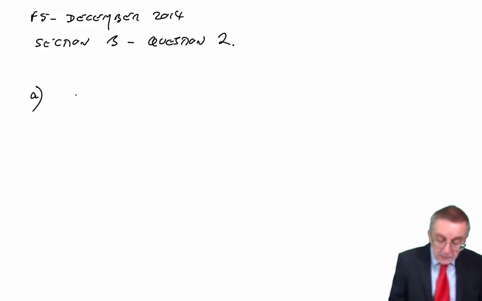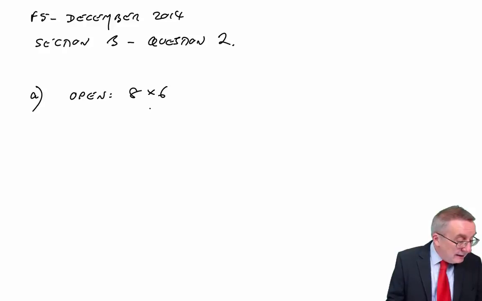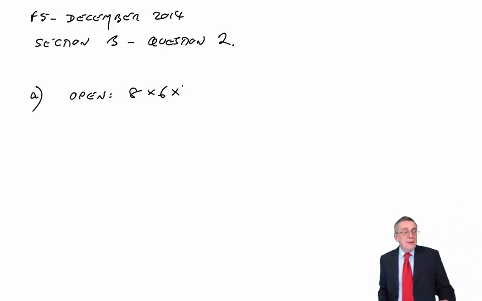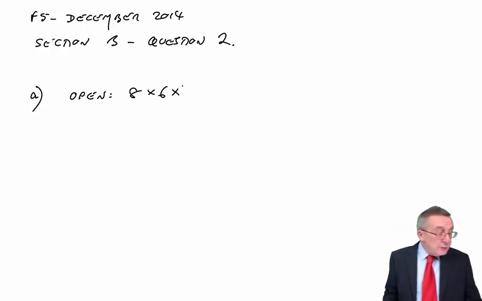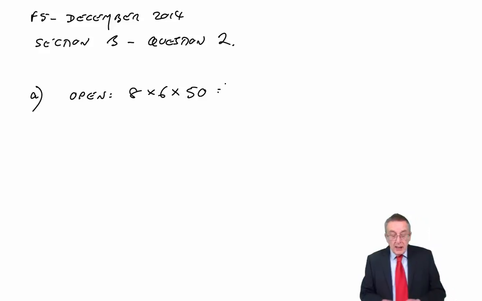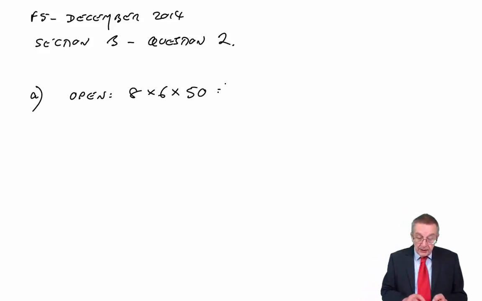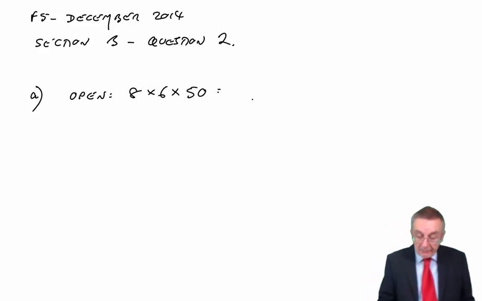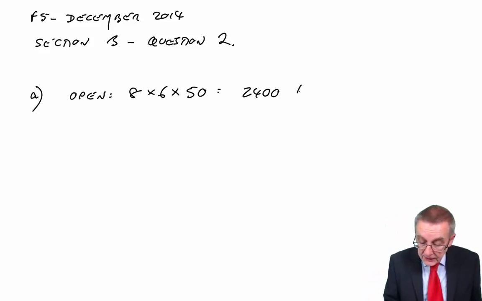First of all, how many hours are we actually open for? We're open 8 hours a day, 6 days a week. We closed for 2 weeks a year. Well, unless you're told differently, there are always 52 weeks in a year. If we close for 2 weeks, we're open for 50. And so in total, we're open for 2,400 hours over the year.